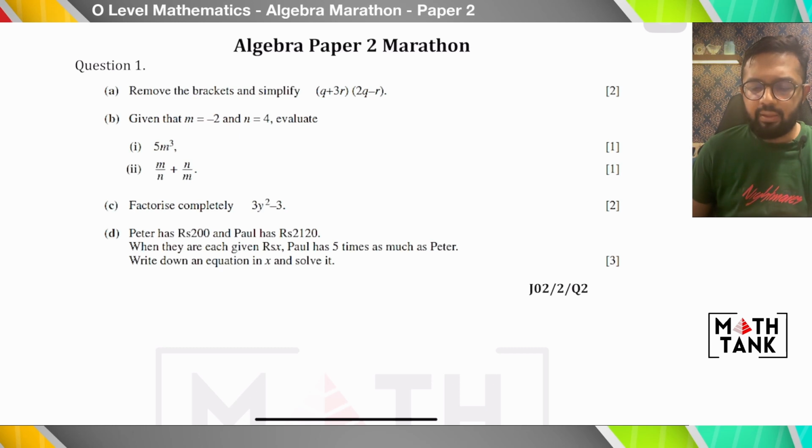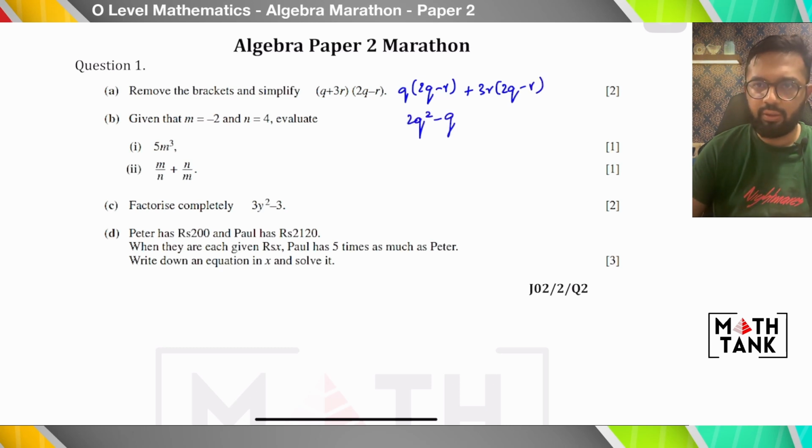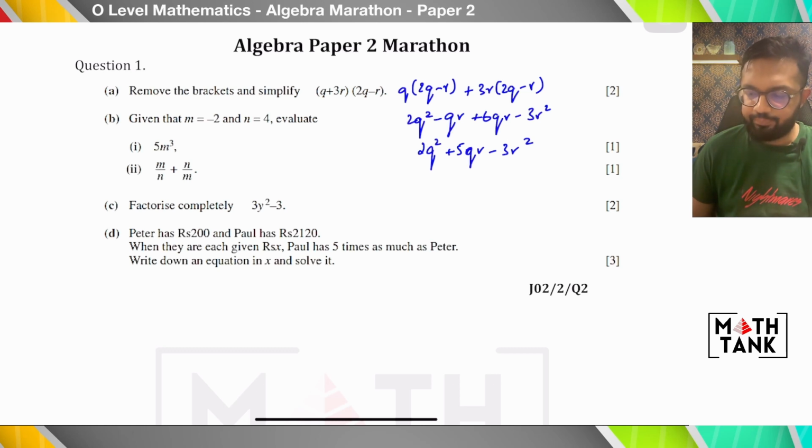This is remove the brackets and simplify. I think that's pretty simple. You multiply q with 2q minus r, and similarly you multiply 3r with 2q minus r. Okay, and you get 2q squared minus qr plus 6qr minus 3r squared. Do I see something added and then subtracted? Yes, I see something being added, subtracted. So 5qr minus 3r squared. And that should be my final answer.